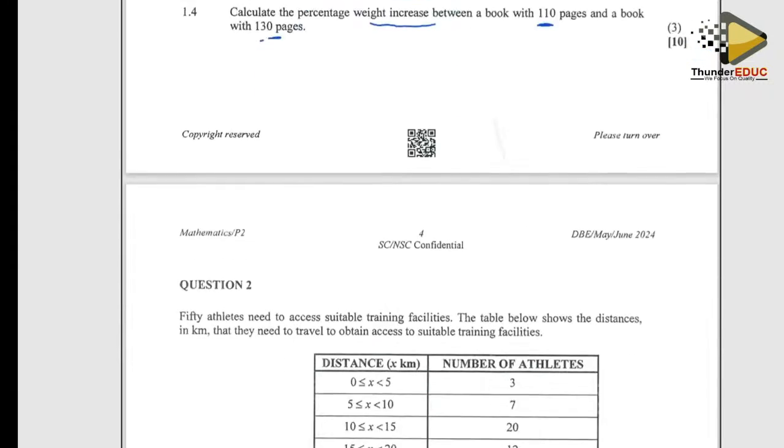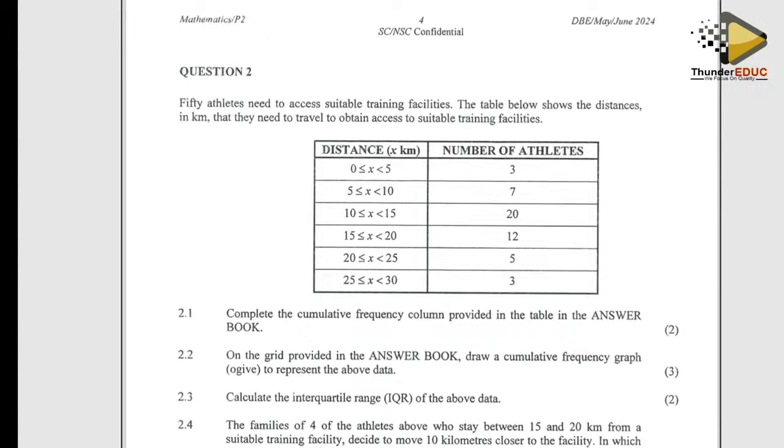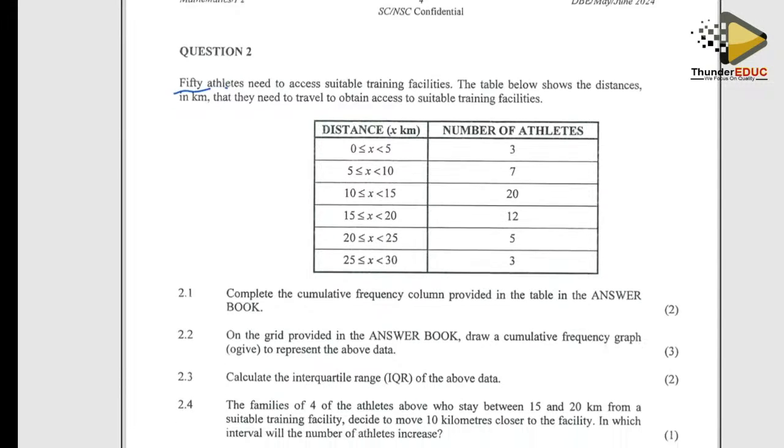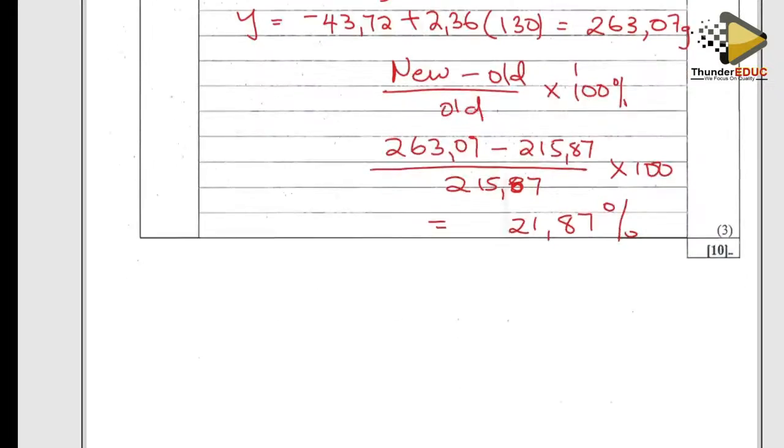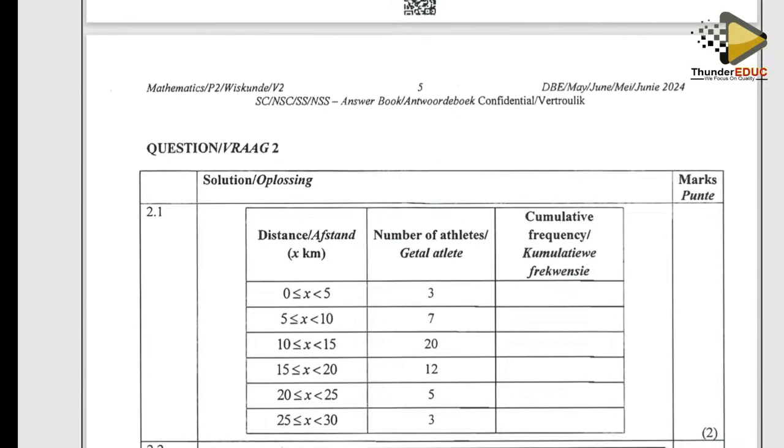Okay, and then question number 2, they're telling us that 50 athletes, okay, 50 learners or 50 sports people need access to suitable training facilities, and the table below shows the distances in kilometers that they travel in order to obtain access to the suitable training facilities. They want us to complete the frequency column provided in the answer book. So let's go back to the answer book and see.